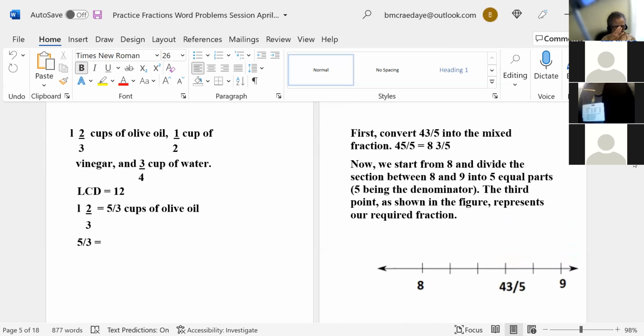How do you go from 3 to 12? From 3 to 12, we're going to multiply by what? 4. Okay, and so you have to multiply the numerator and the denominator by 4, right? So 5/3 is 4 times 5 is 20, and 4 times 3 is 12. All right, so 20/12.